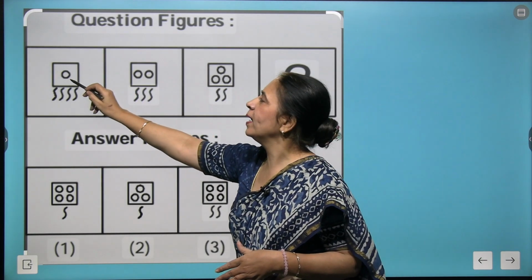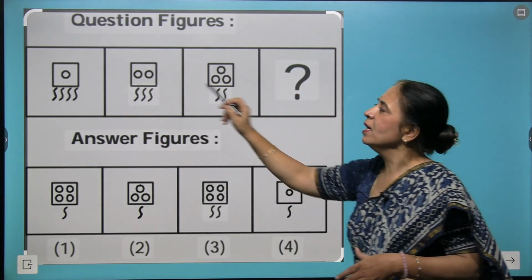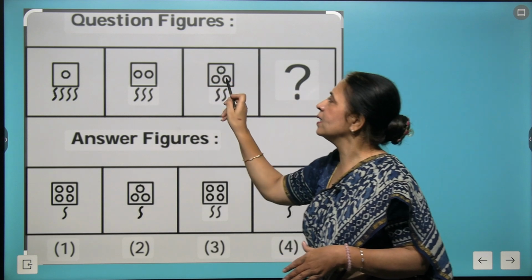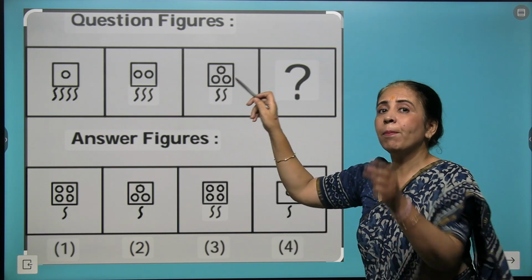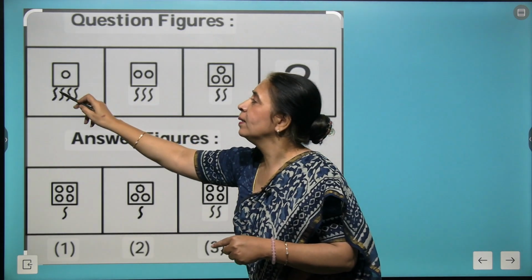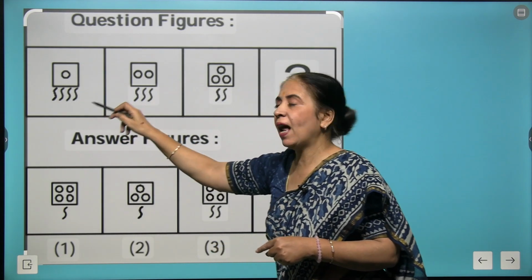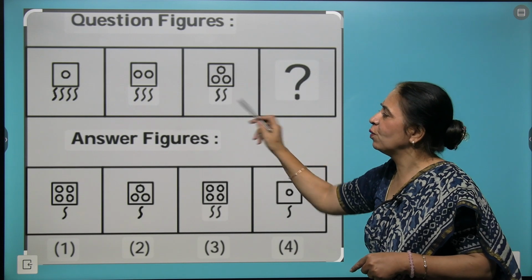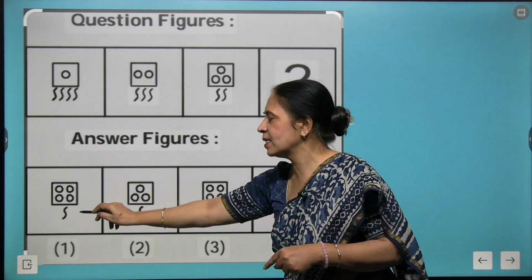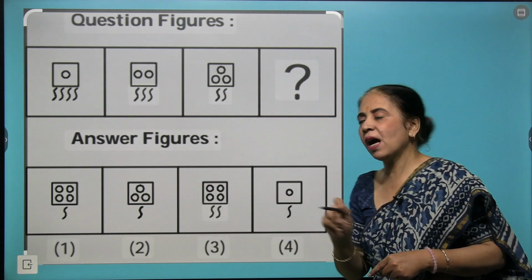Taking another one, let's see the 4 figures. So it is increasing circle by 1. So the next one will have 4 circles, right? But one more thing to observe is the number of wavy lines is decreasing. So 4 circles in the square with 1 wavy line makes this part the right answer.